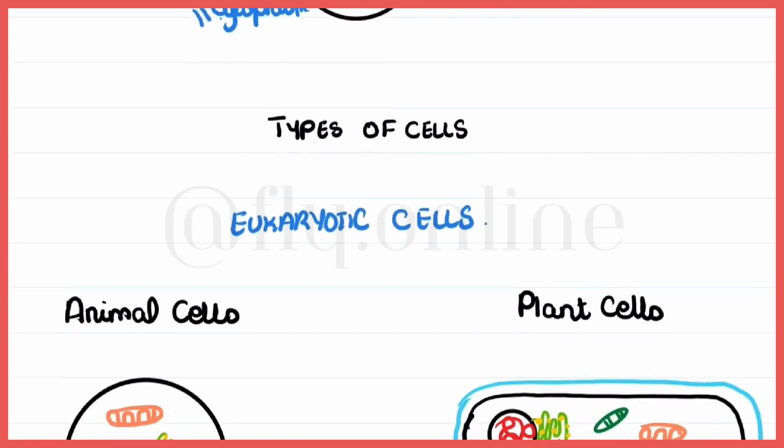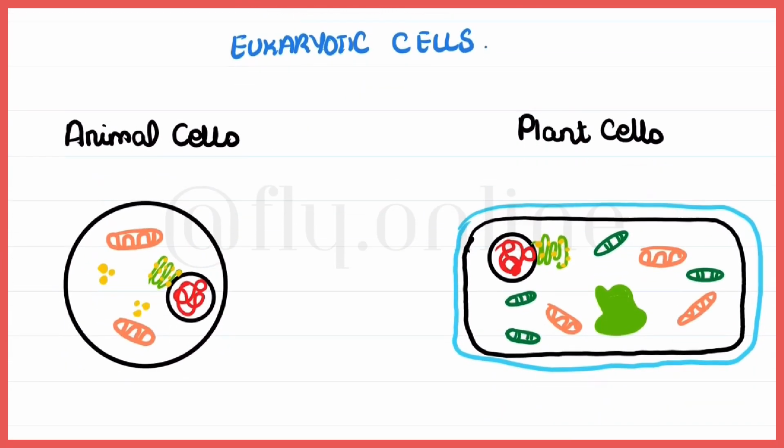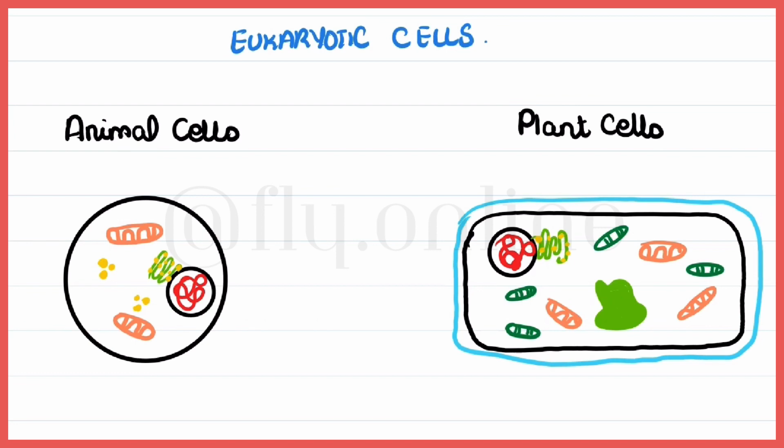Next up, we have our eukaryotic cells. These are one of the two types of cells. Eukaryotic cells are found in multicellular organisms, which contain membrane-bound structures within the cells, such as mitochondria and the nucleus.